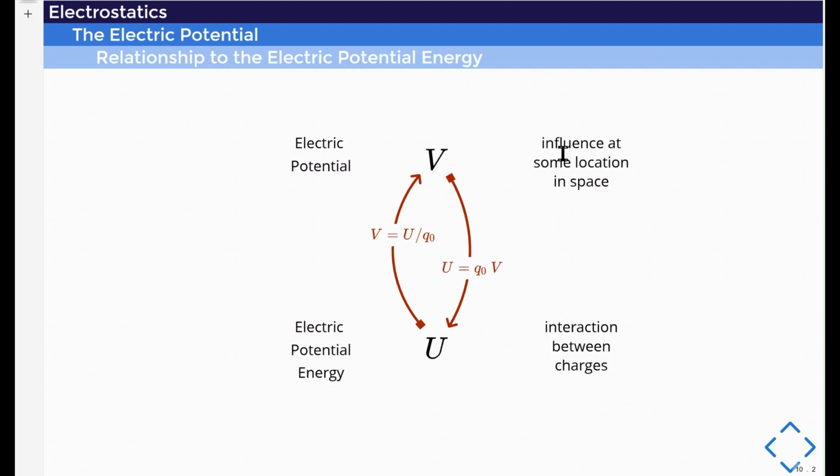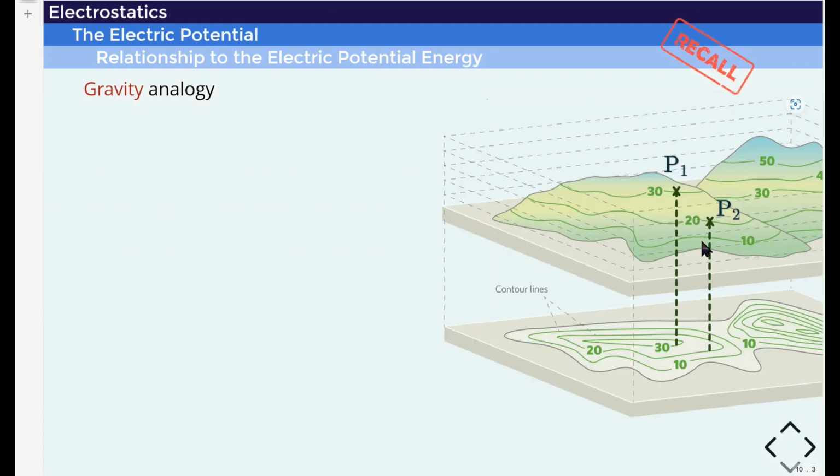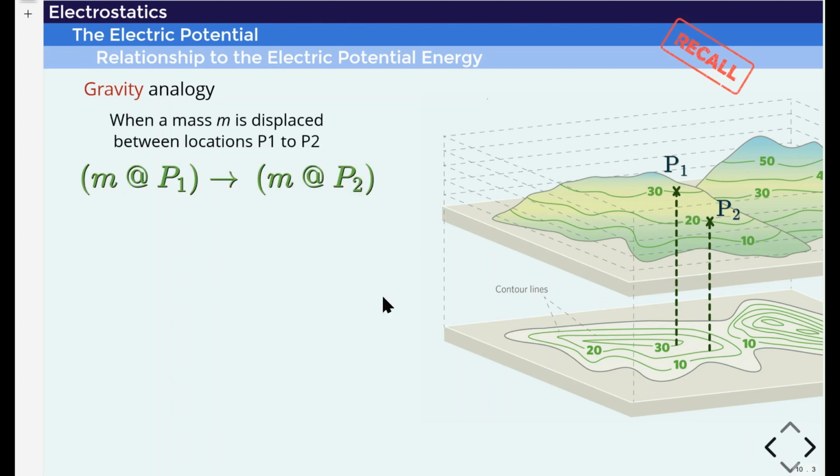Where the electric potential was about the influence at some location in space due to some charge, when I think about the electric potential energy, I say there's some charge that is sitting in a potential and it wants to move between 2 points, just like we did in gravity, for example, when we said, suppose I have 2 points here that have different heights, a roller coaster or somebody rolling down the mountain or something like that. And then there are 2 points, P1 and P2. And I want to think about moving, in this case, when I'm thinking about gravity, a mass that is moving between them.